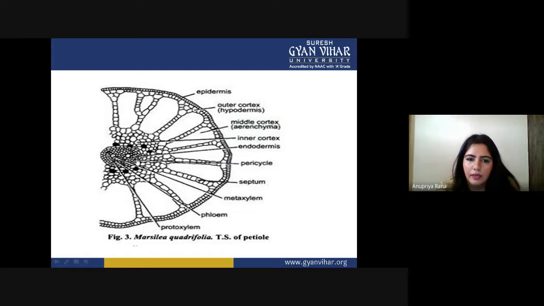After that, we have the inner cortex just after the middle cortex, and when the inner cortex ends, we have the endodermis. After the endodermis, we have the pericycle, and we have the metaxylem, protoxylem, and phloem here. Phloem, metaxylem on the outer side, protoxylem here, and this is our phloem. So these are the anatomical portions present inside the TS of petiole.